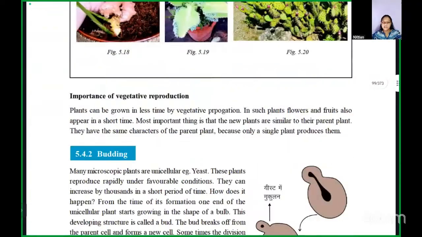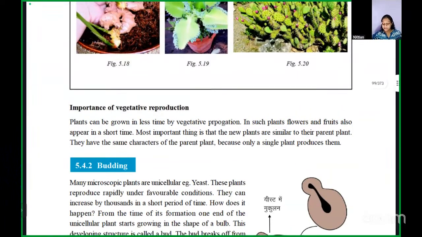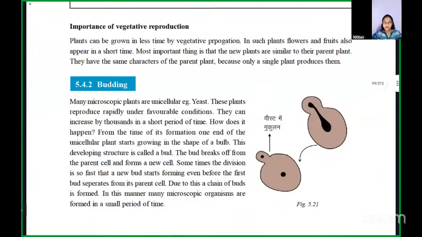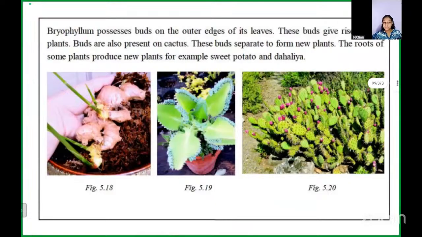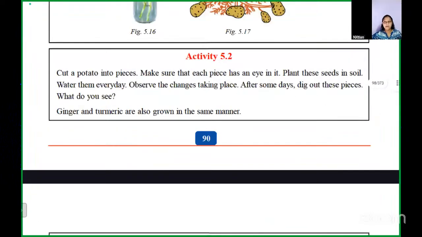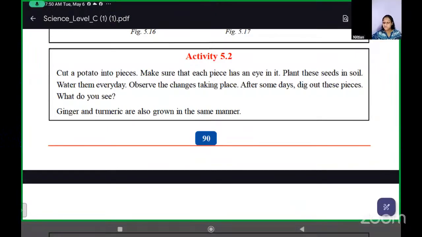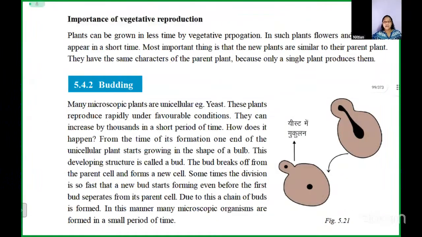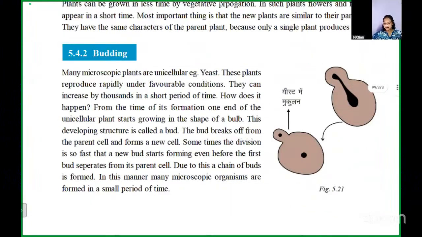Yesterday, we did the portion of vegetative propagation. We saw how new plants are produced from the body of their parent plant, from different parts of the body of the parent. That is known as vegetative propagation.